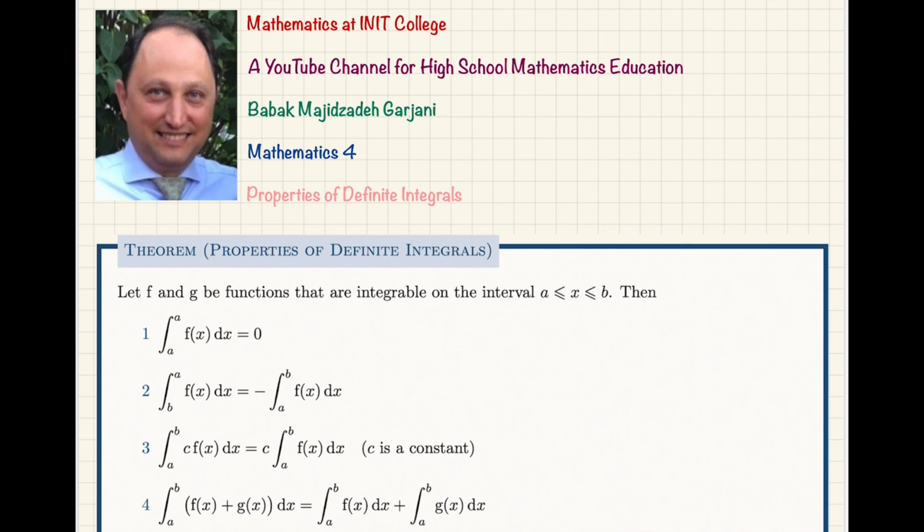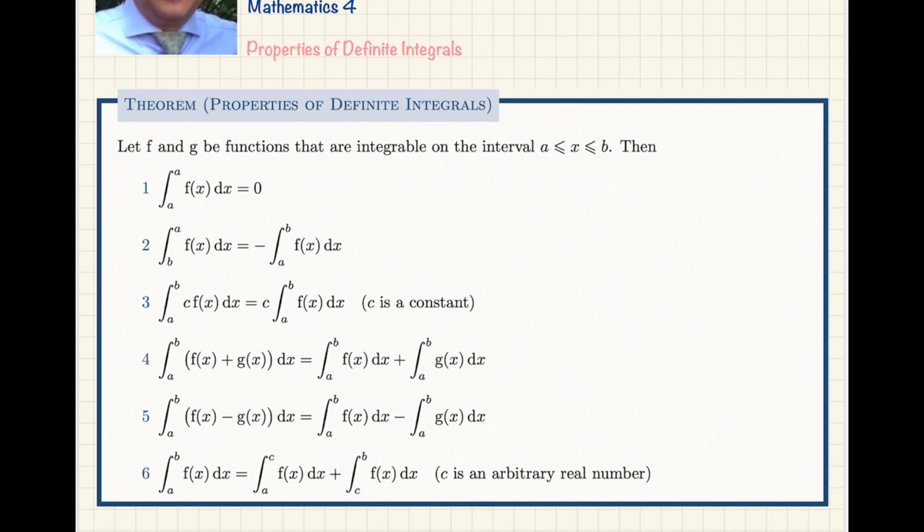Okay, so let us start the lesson today. We talked about definite integrals extensively, and now we want to talk about properties of definite integrals. These are actually given in this theorem. So what are these properties?